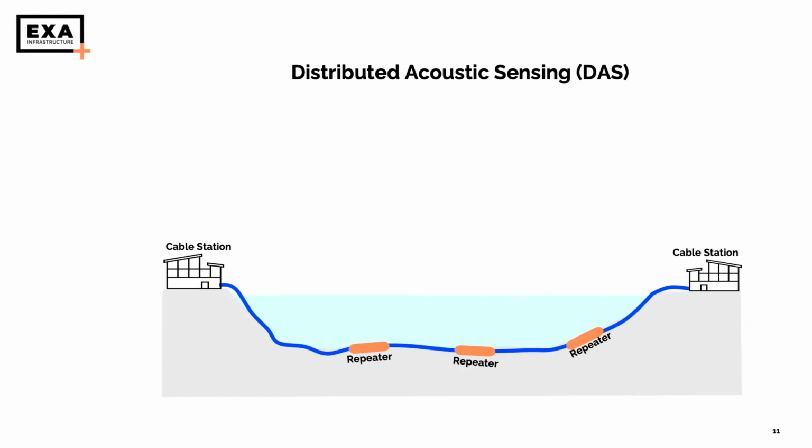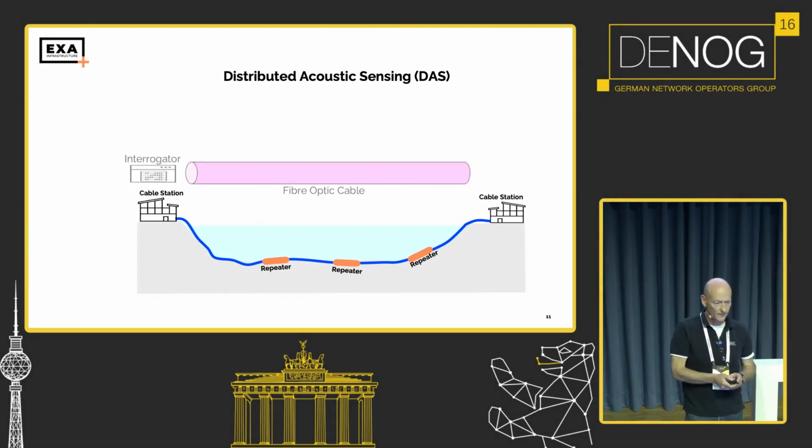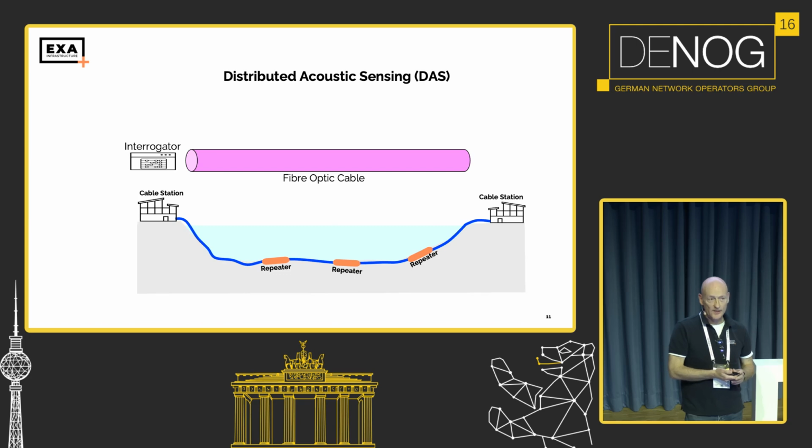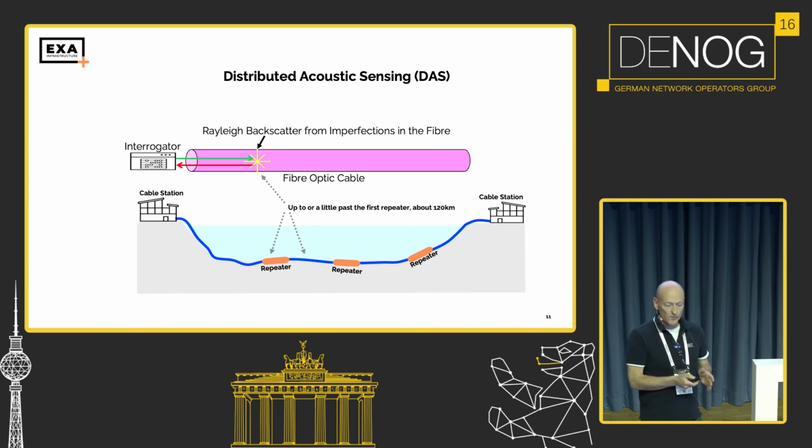So the second method is distributed acoustic sensing, or DAS. A device called an interrogator will pump optical pulses into a fibre optic cable. Some of that light will be reflected due to impurities within the fibre, and this is known as Rayleigh backscatter. The interrogator is able to pick up these light pulses, even though they're very minute. DAS is good up to the first repeater, and in some cases a little bit past the first repeater, or about 120 kilometers.